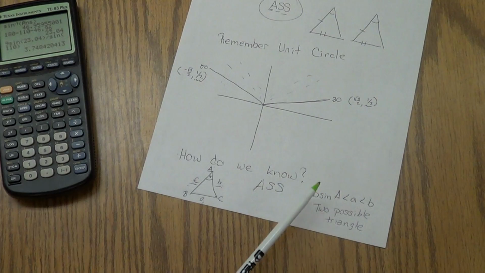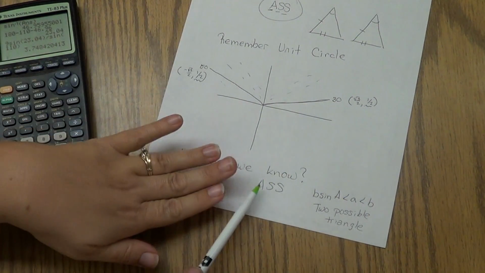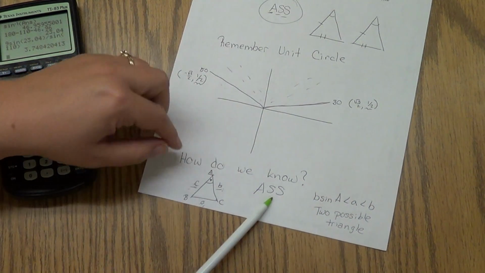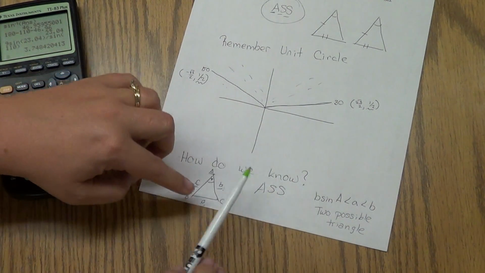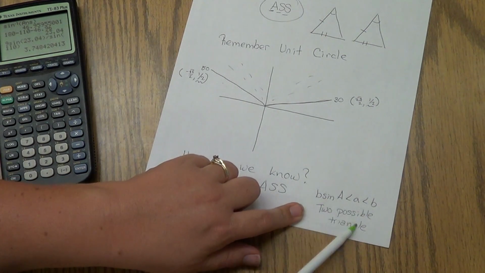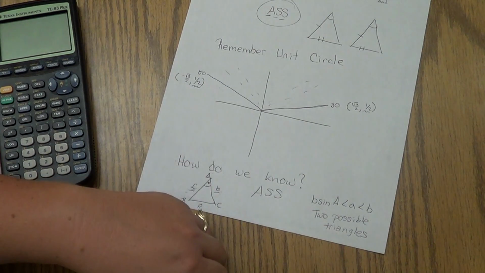Okay, so for tonight, on your ones that you're going to try, those are not going to involve this. So you don't have to worry about that. But tomorrow in class, we're going to talk some more about this, do some examples. But you just need to recognize if you have ASS and this is true, then we could have two possible triangles and we need to find both of them.